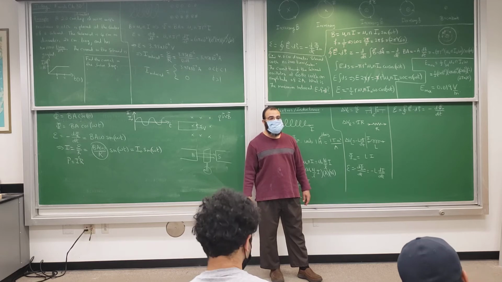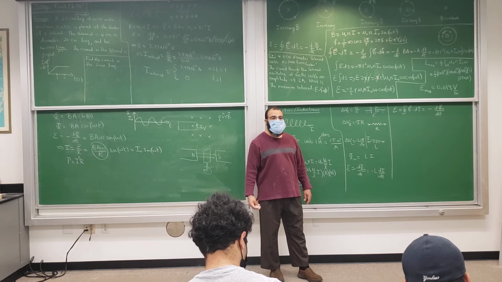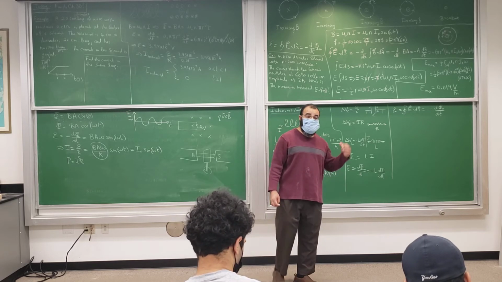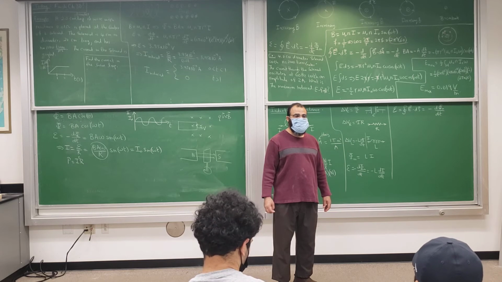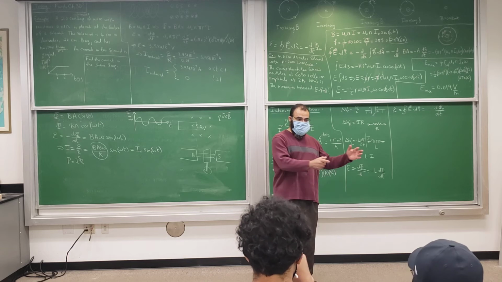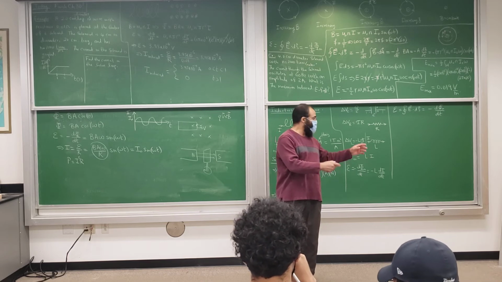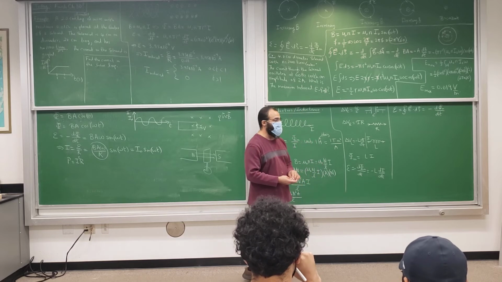So how would you make the current change in a circuit? Well, you can use an AC circuit, an AC source of current. Maybe you're using a generator to generate your current and use that current to run this circuit.